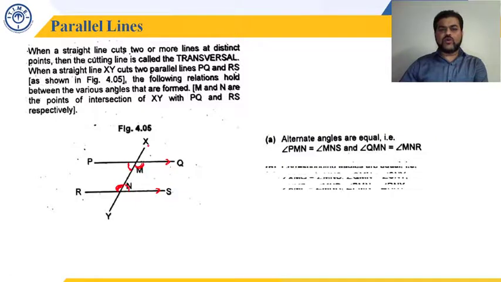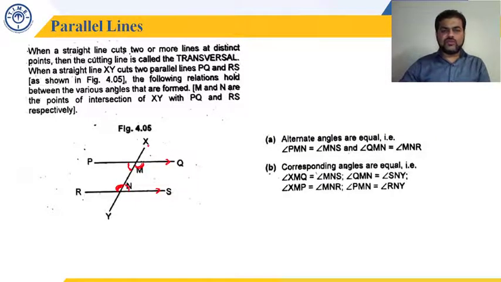Okay. Then corresponding angles are also equal. Which are the corresponding angles? Corresponding angles are these angles. This angle will be equal to this angle. This angle will be equal to this angle. This angle will be equal to this angle. And this angle will be equal to this angle. These are four pairs of corresponding angles.